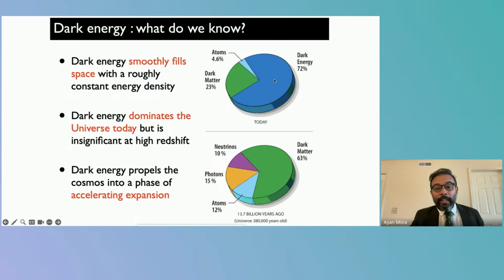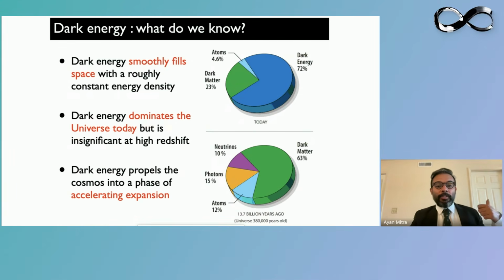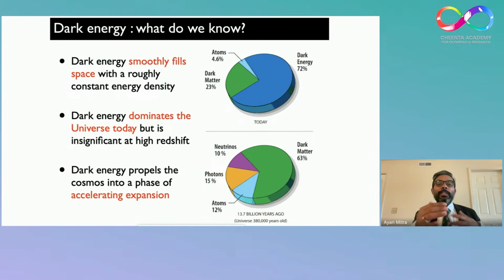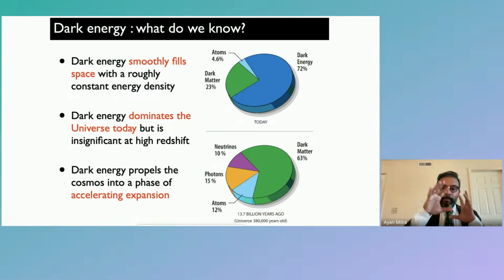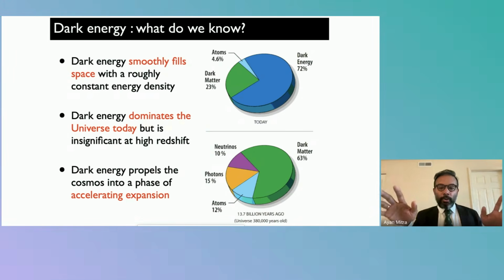Like you see over here, today dark energy is the dominant source, 75%, but 13.7 billion years ago, which is the time we think the Big Bang happened, it was non-existent. So there's an evolution that has happened. At that point in the past, something else was more dominant. Matter was dominant, radiation was dominant, et cetera. But because dark energy is dominant in modern times, it is pushing this acceleration.